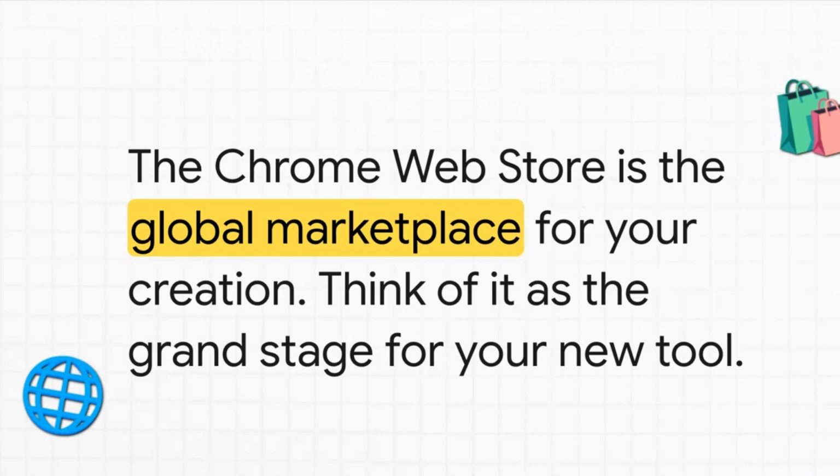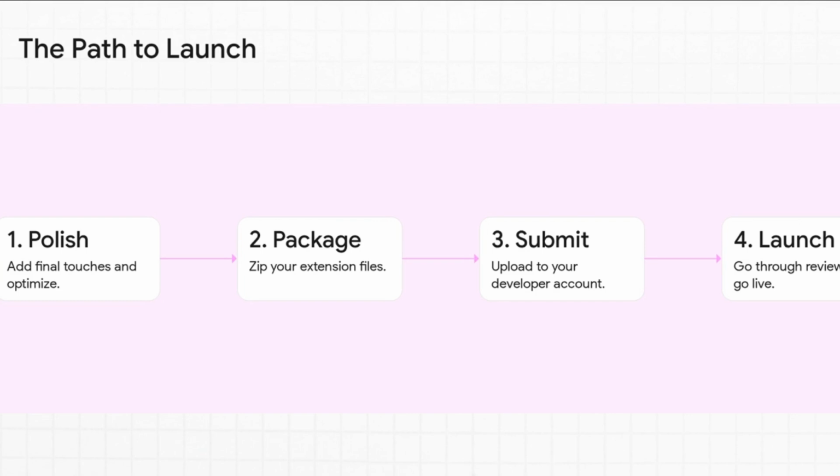The Chrome Web Store is the official app store for extensions. It's the place where users can discover, install, and review your work. You can think of it as the grand stage for your brand new tool. And getting there is a pretty clear four-step path. First, you polish your code, add the final touches. Then you package it all up into a single zip file, and you upload it to your developer dashboard. From there, it goes through a quick review by Google, mostly just to make sure it's safe, and then it's live for the whole world to see.